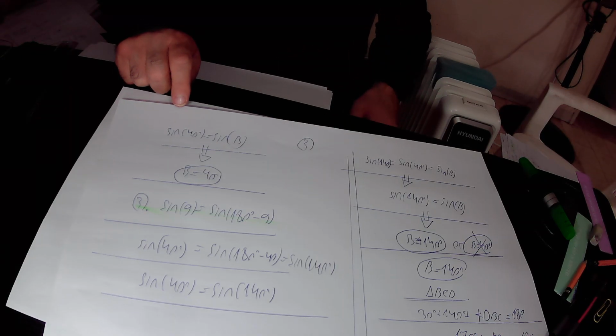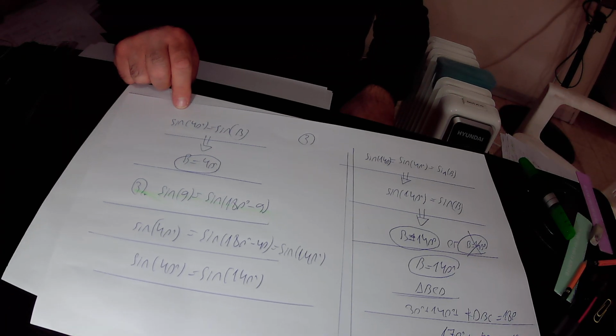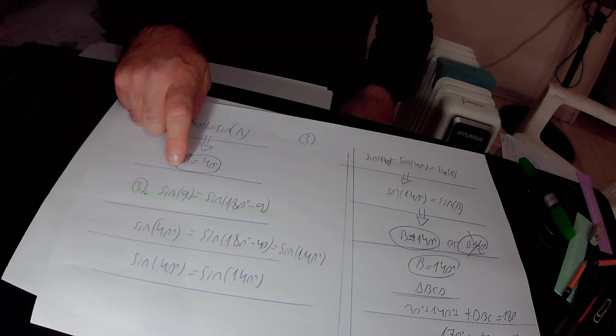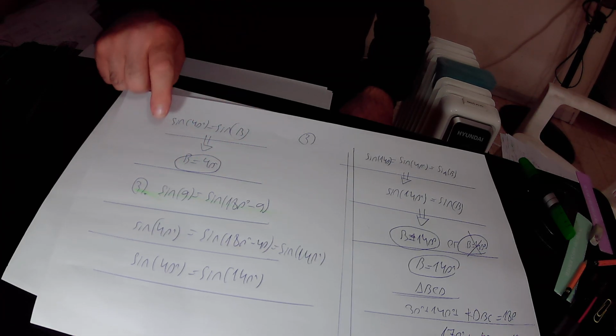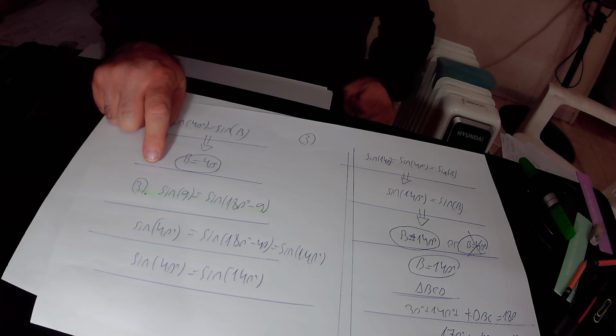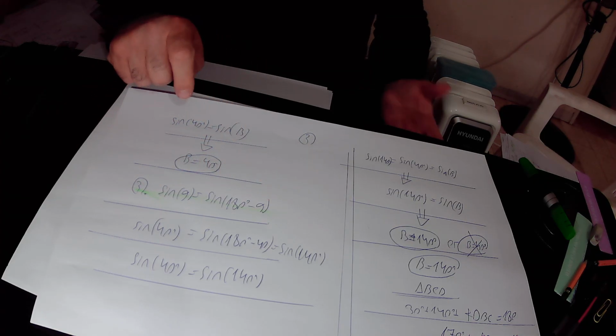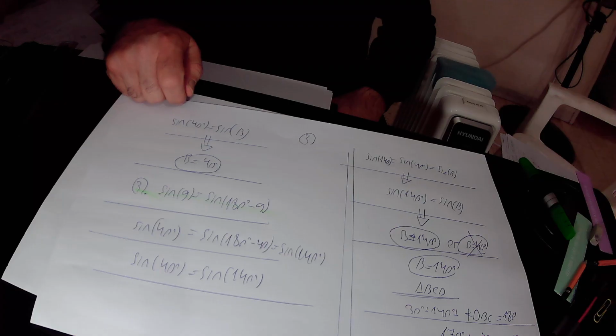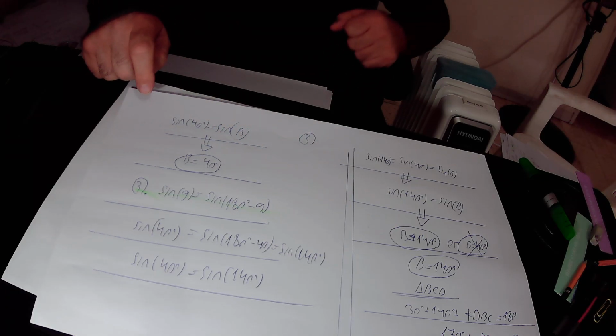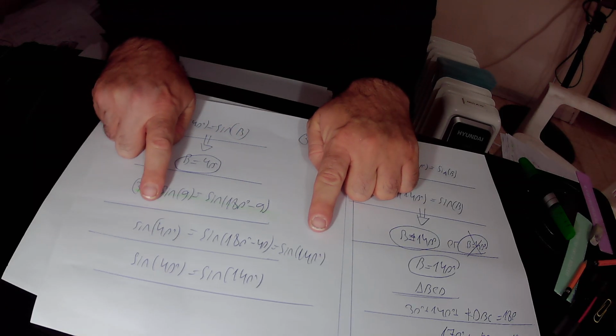But we have another solution for beta. We use the first trigonometric identity that says sine alpha equals sine of 180 degrees minus alpha. According to this identity, sine 40 degrees equals sine of 180 degrees minus 40 degrees. 180 degrees minus 40 degrees is 140 degrees. So we find that sine 40 degrees equals sine 140 degrees.